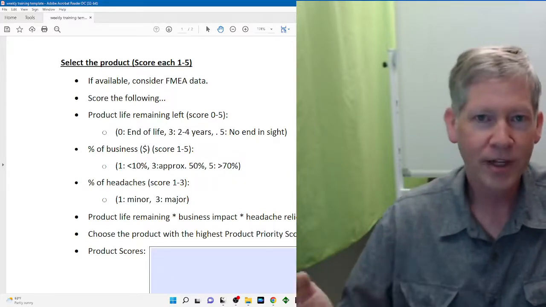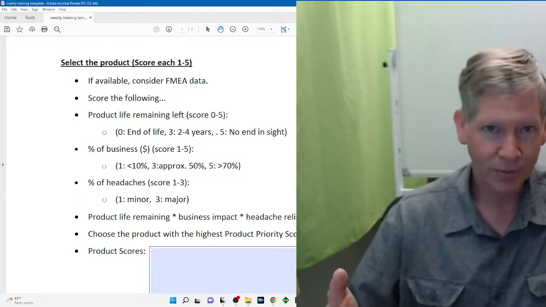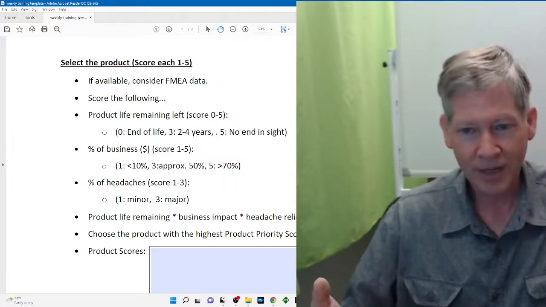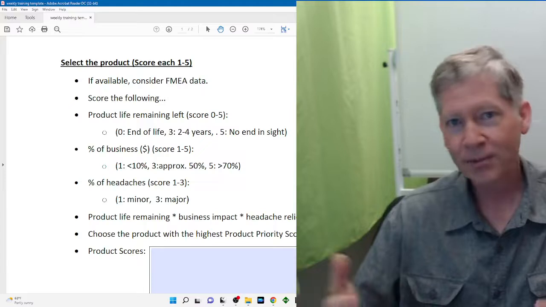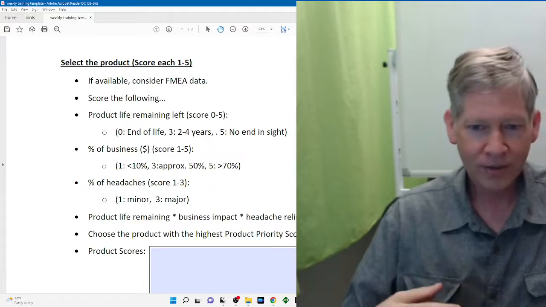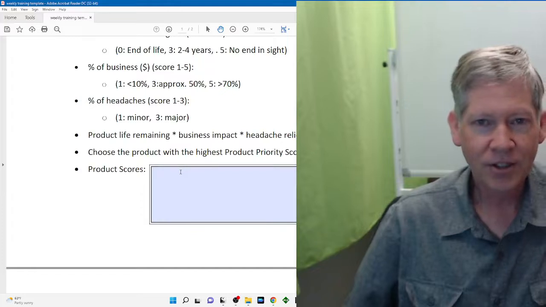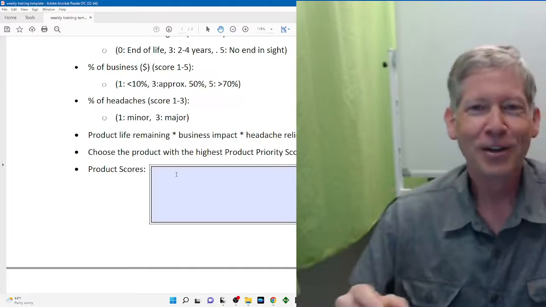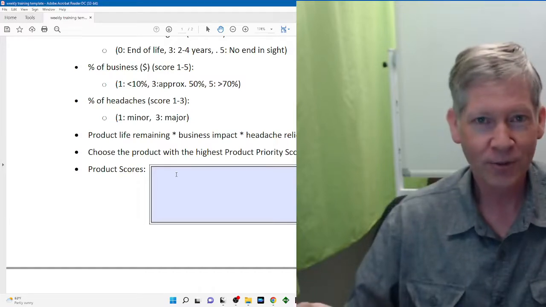And what you'll do is multiply the scores you've given for each one of those, for each product you have. So for example, if for product A you gave it a 3 for lifetime remaining, a 5 for percent of the business, and a 1 for headaches, you'd have 3 times 5 times 1, and you'd get a score of 15. You do calculations like that and list your products. If I scroll down here a little bit, I don't have a calculator in here, but it's pretty simple math. So you basically list your products and list the scores, and then you can see, okay, what should I work on first, what should I work on second, based on these scores.